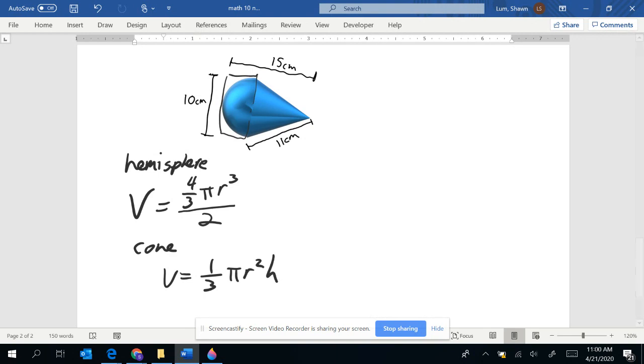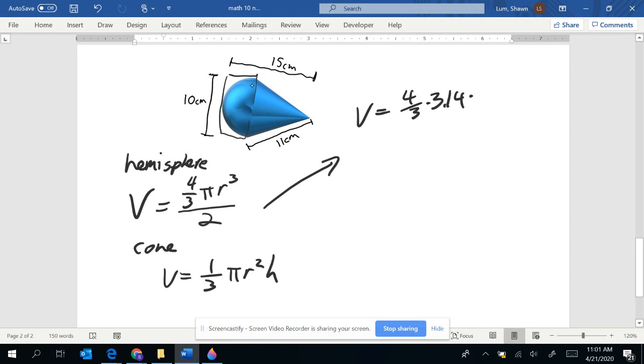Okay, and that is going to be the rest. So we have to do this kind of calculation in 2 parts right here. Okay, so let's do this one first. So we're going to go volume equals 4 over 3 times 3.14 times r.